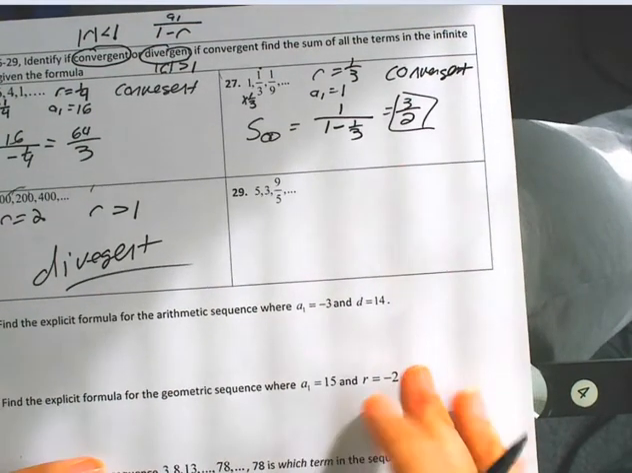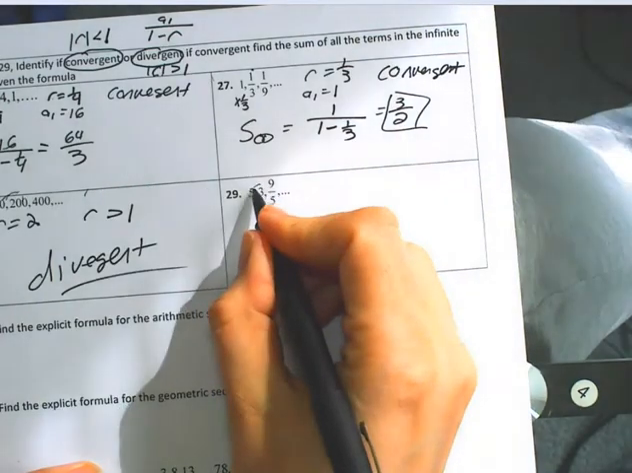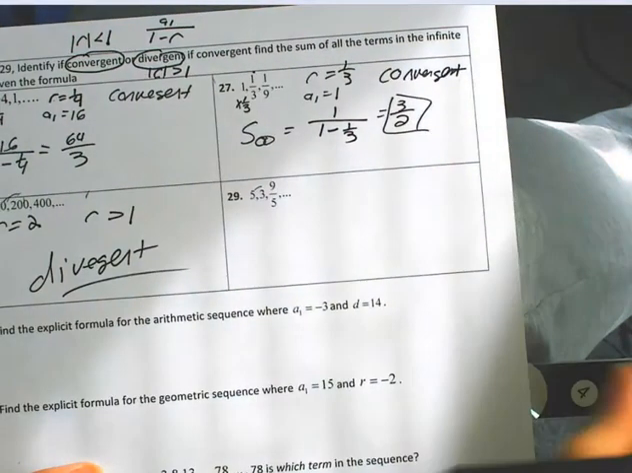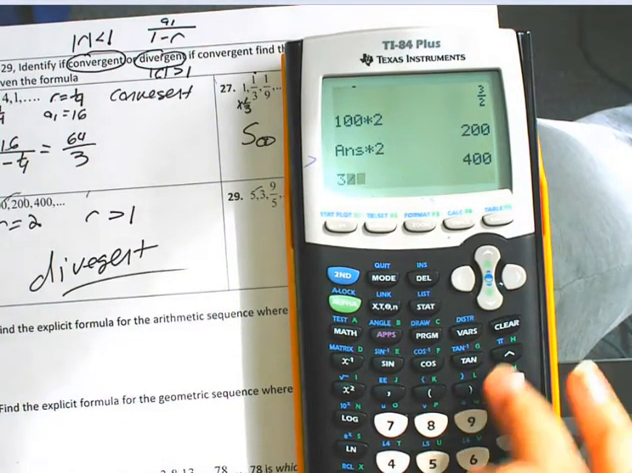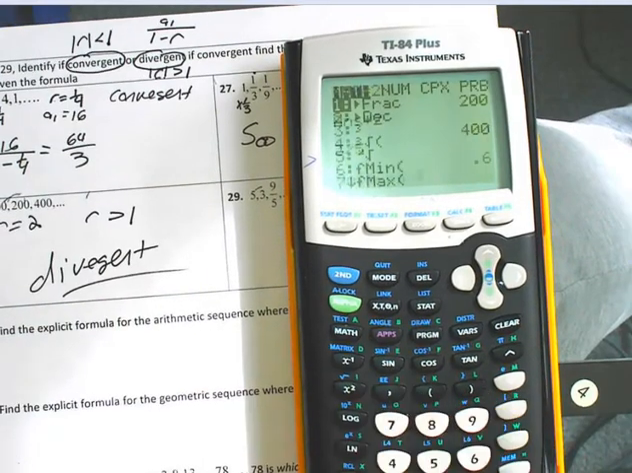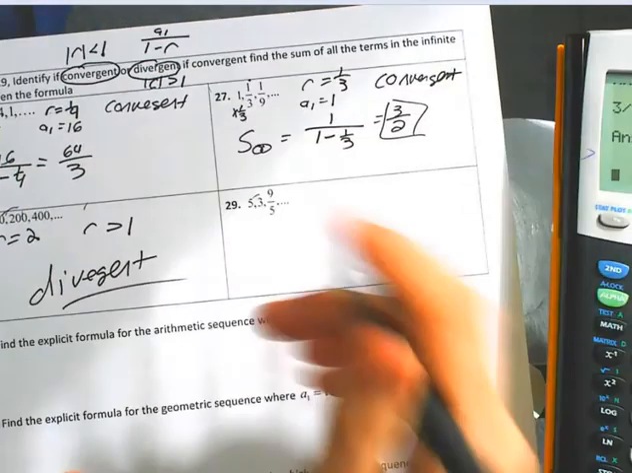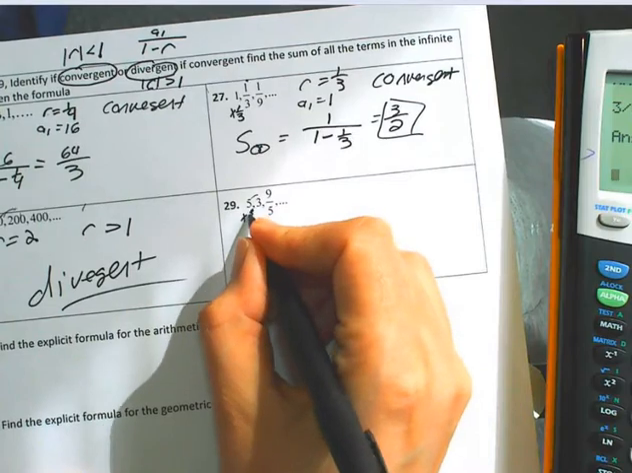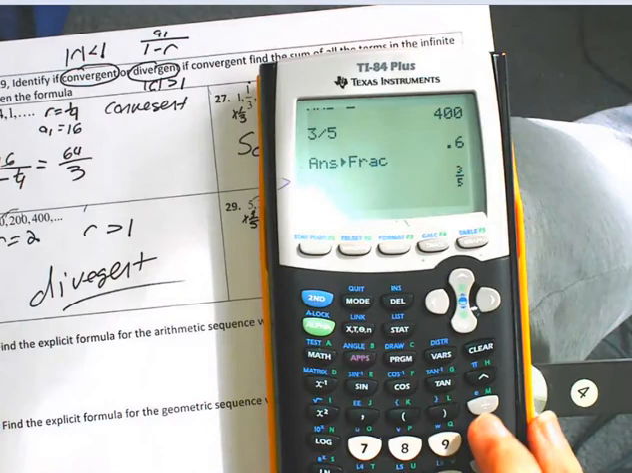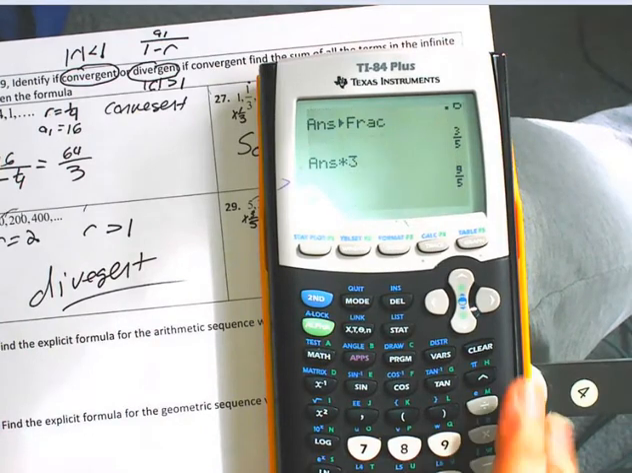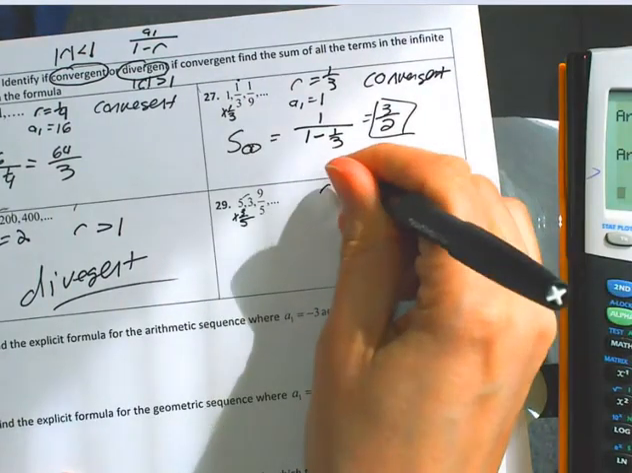All right, next one. What's happening each time? I don't know, so I'm going to use my trick. I'm going to go from the second to the first term: 3 divided by 5. So I'm multiplying 3 over 5 each time. Let's check: multiply that times 3 gives me 9 over 5. So my r equals 3 over 5.